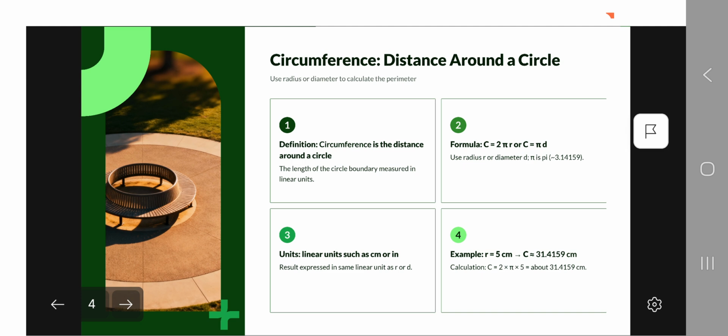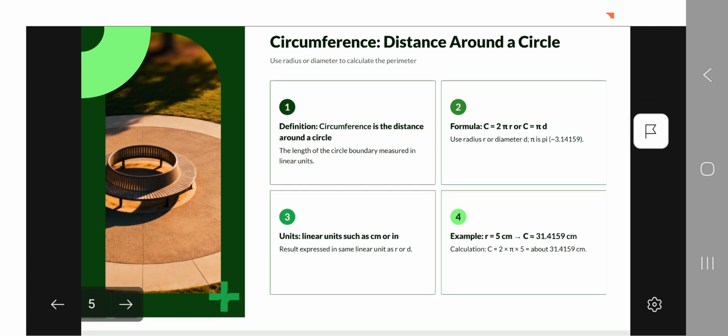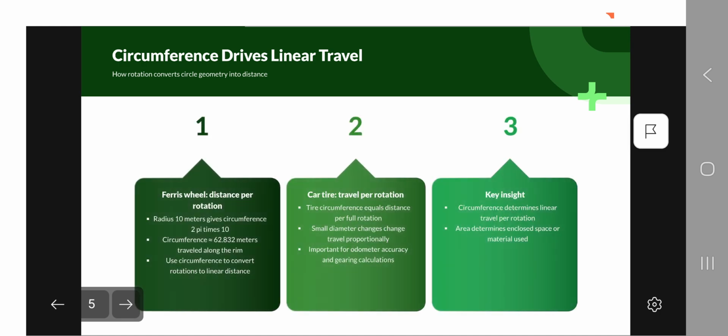So if we take the circumference to be pi times the diameter, that still works. The diameter is 10, so 10 pi. And that's 31.4159, approximately equal. So the circumference drives linear travel. This is how rotation converts circle geometry into distance.